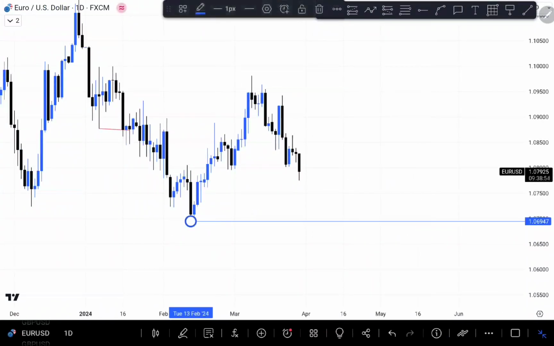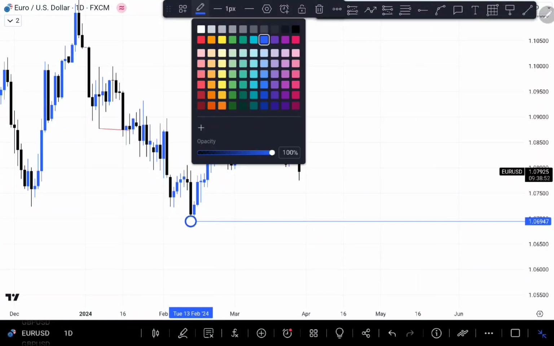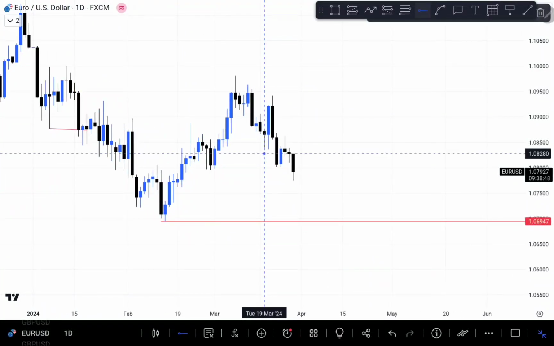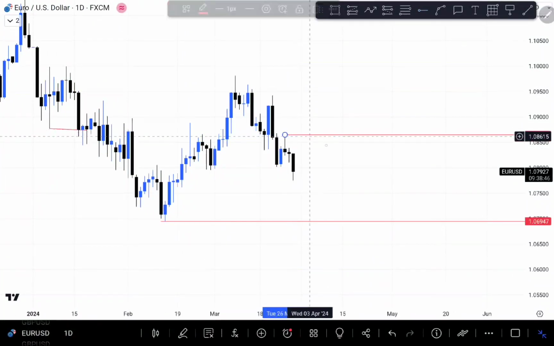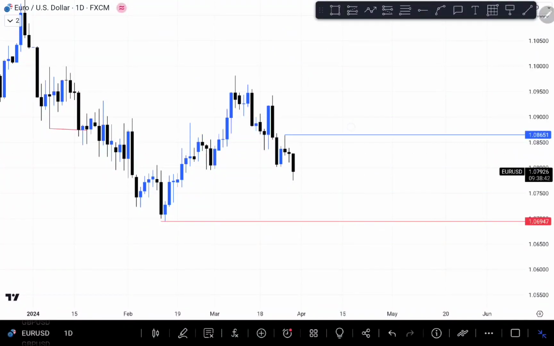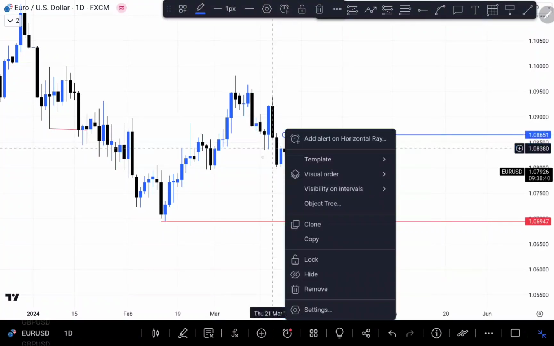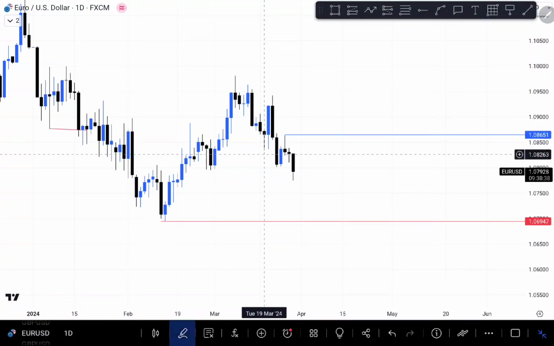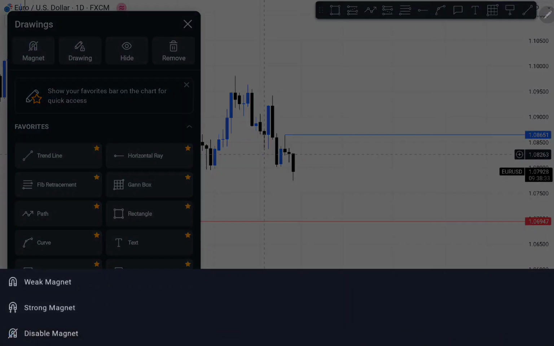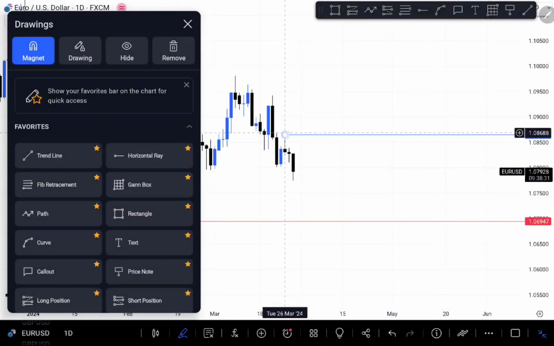Right, let me mark this one with red. And this is our internal liquidity here. I'll mark it with blue. Let me turn on weak magnet, weak. Alright, it's here.